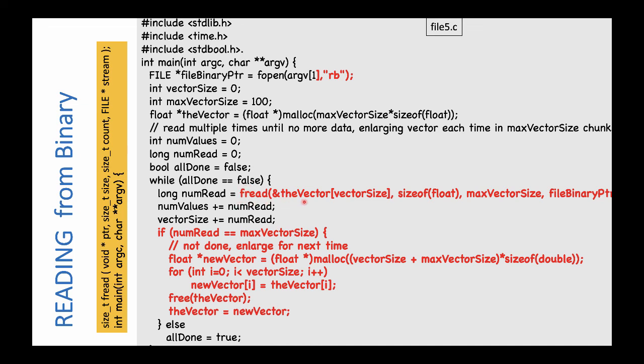We're going to put in the address of where we want the data to go at the start, then the size of the data we're going to read in, the number of bytes associated with that data type, and finally, of course, the file pointer we're going to use to read the data from. What I'm showing here is a solution for the exercise.